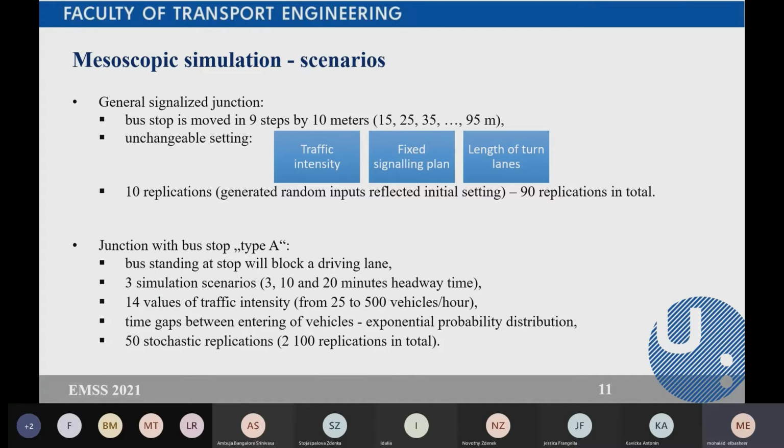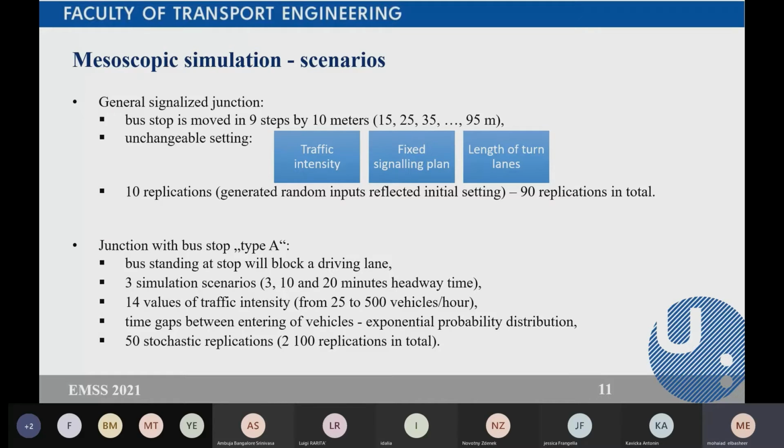About the general signalized junction, the key factor influencing the situation is the distance of bus stop from junction. Related simulation scenario is that the bus stop is moved in 9 steps by 10 meters. All other inputs are unchangeable to see impact of the distance.